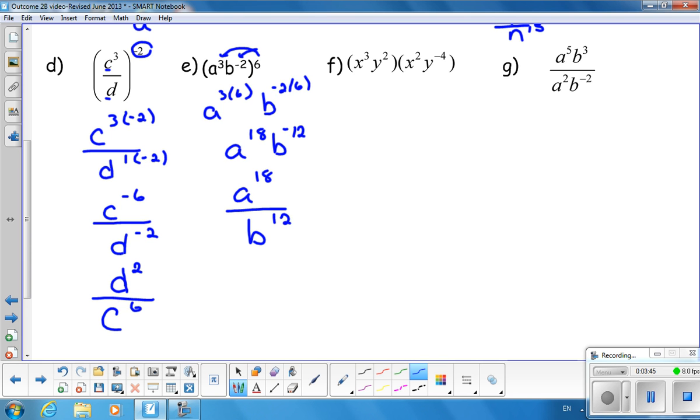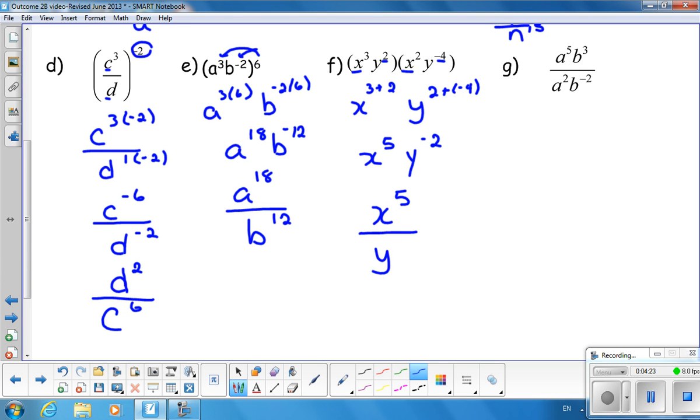Part F, we're doing a bunch of multiplying, so I can multiply the x's together. If I multiply the x's, my multiplication law says that I need to add exponents. So x to the 3 plus 2. For my y's, I can add 2 plus negative 4. So I have x to the power of 3 plus 2 is 5. y to the power of 2 plus negative 4 will be negative 2. Again, writing with a positive exponent, x already has a positive exponent, so I don't need to do anything to it. The y is to the power of negative 2, so it becomes 1 over y, or moves y into the denominator, and now my exponent is positive.